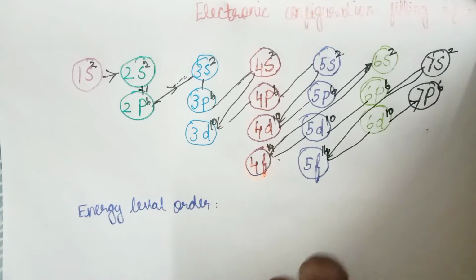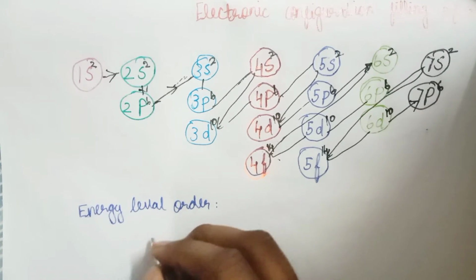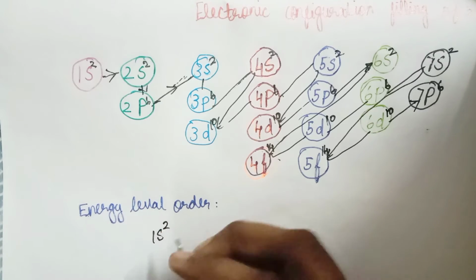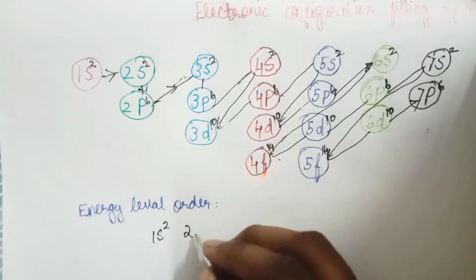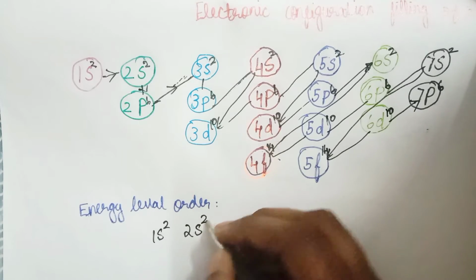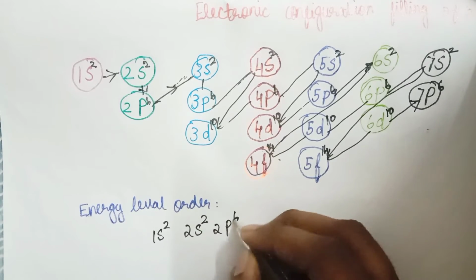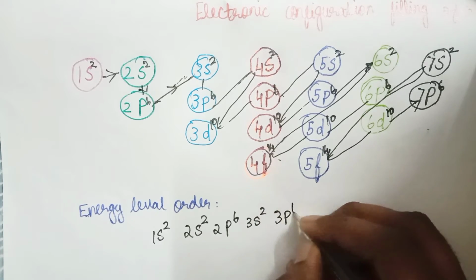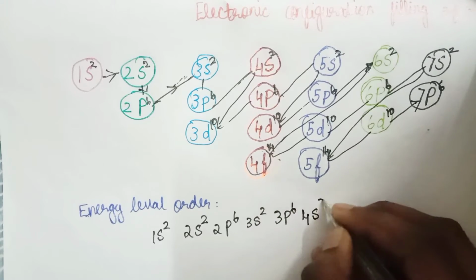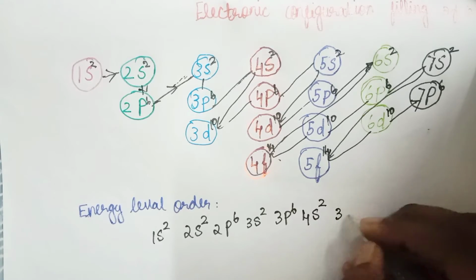I will write the same in an order so that it will be easy for you to remember. First, we are getting the 1s orbital. We are filling the 1s orbital, which has 2 electrons. Next, the 2s orbital, the 2p orbital, which has 6 electrons, 3s orbital, 3p orbital. Next, 4s, 2 electrons, and 3d.